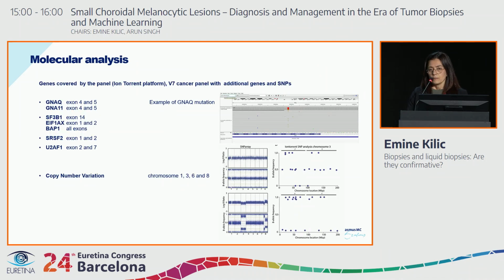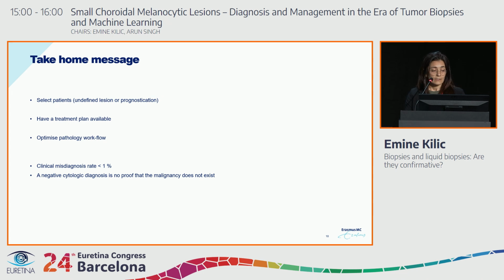In our hands, we can do the molecular analysis, and we actually use the Ion Torrent platform, to which we have added some extra genes which are uveal melanoma specific, and we also added some SNPs, so we can say something about chromosomes 1, 3, 6, and 8. We have all the known uveal melanoma mutations, and we also have the MBD4 mutations, and we can also evaluate the copy number variation. So you get a lot of information on just one single biopsy, if it works.